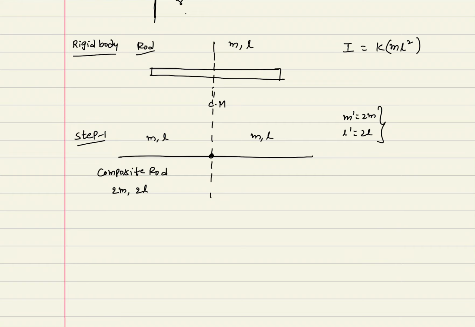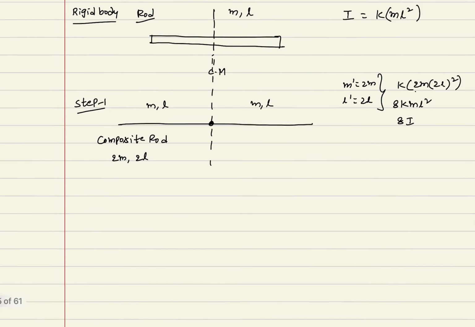The moment of inertia of the composite rod can be written as k times 2m into 2l whole square. You can write 2 into 4 as 8k m l square. So I can write this as 8I.